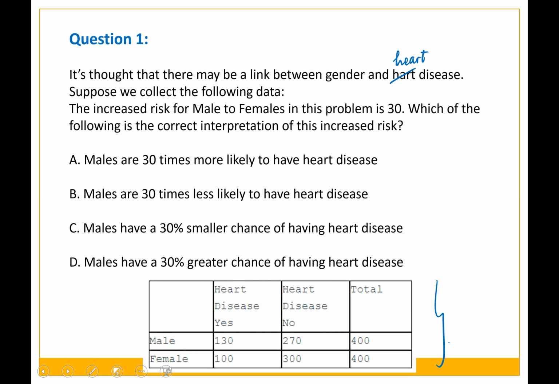So let's see, males are 30 times more. First of all, increased risk is represented in percentage. So when they say the increased risk in this problem is 30, it means that males have a 30% higher chance of getting heart disease than females. So 30 times is not right. A and B are not right, because increased risk is calculated and represented in the form of percentage. Males have a 30% smaller chance of having heart disease? No, it's not right. Actually, it's a higher chance of having heart disease. So D is the correct answer.